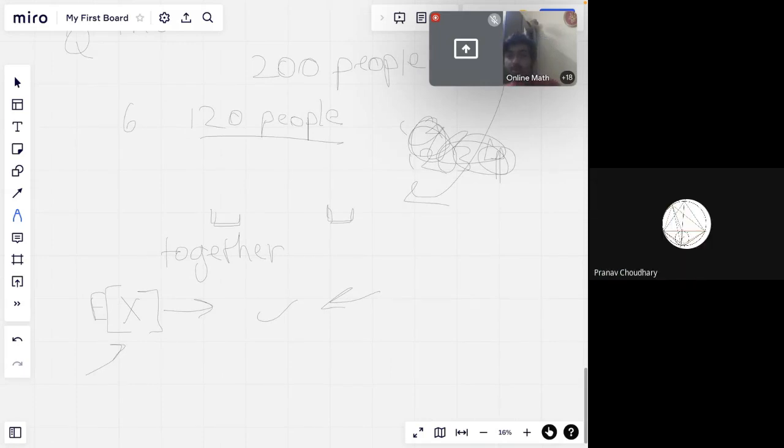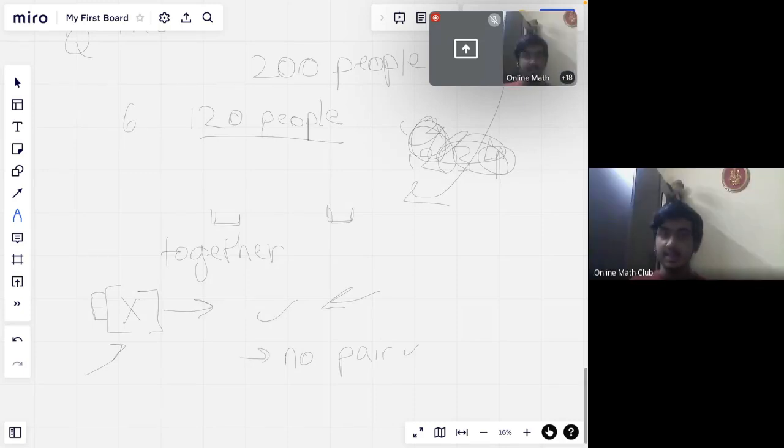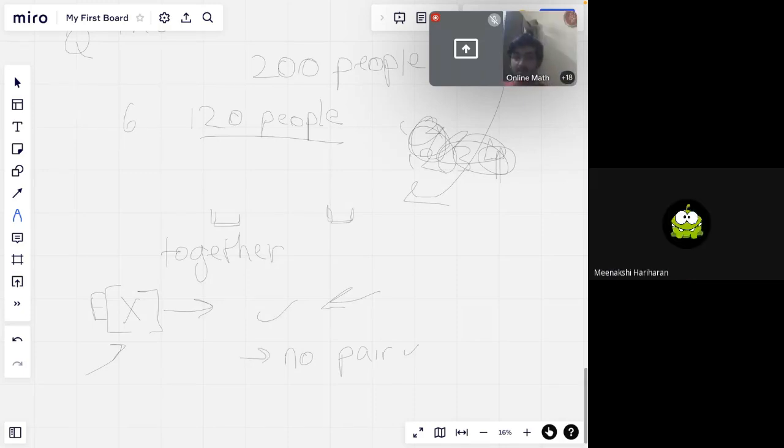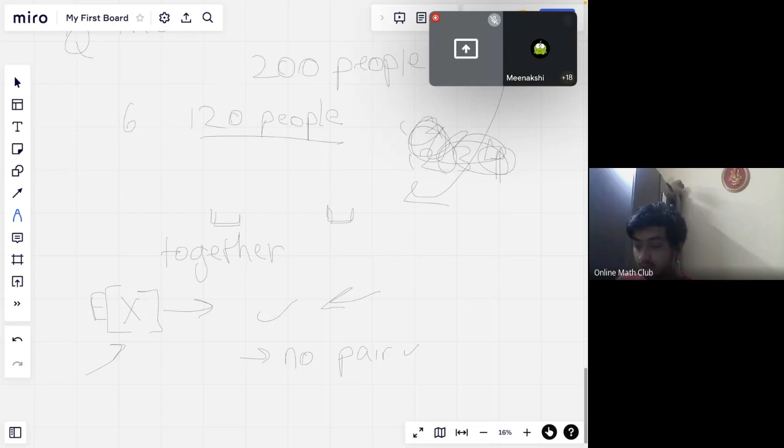So I think for the sake of contradiction, we assume that there exists no pair such that they solve all 6 questions, and then we try to prove that any of the questions cannot be solved by 120 people. That's a nice approach. You can try that. To start with, the probability that a person has solved any one question is 3 by 5. Oh, correct. It is. Yep.